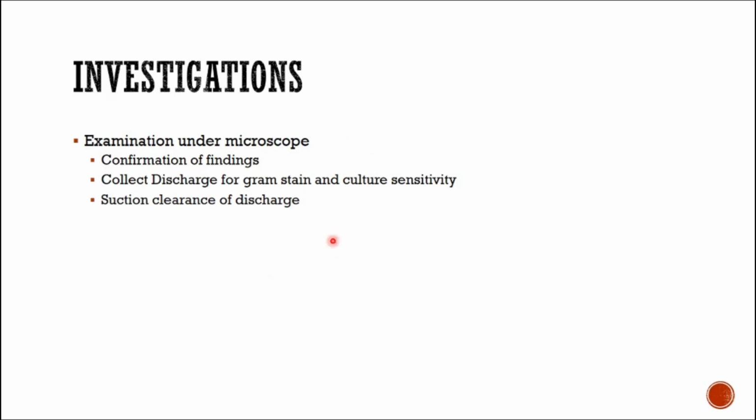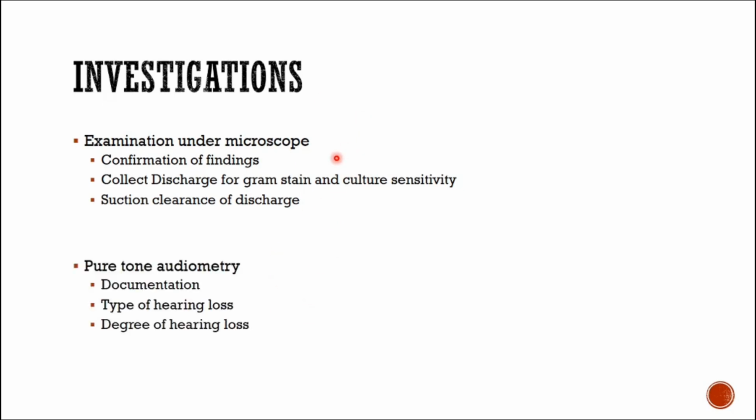So for that you will have to do examination under microscope. And then the next step will be to do a pure tone audiometry. When you do a pure tone audiometry, it is for documentation purposes. You will have a baseline hearing level of the patient. You will also know the type of hearing loss which the patient is having, and also the degree of hearing loss.